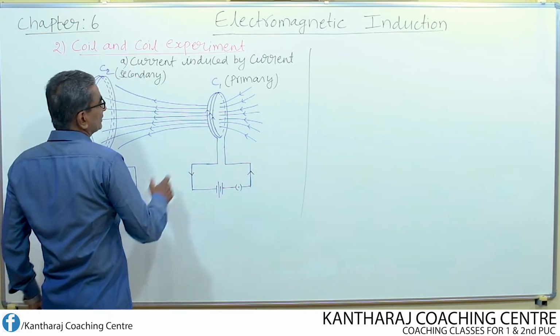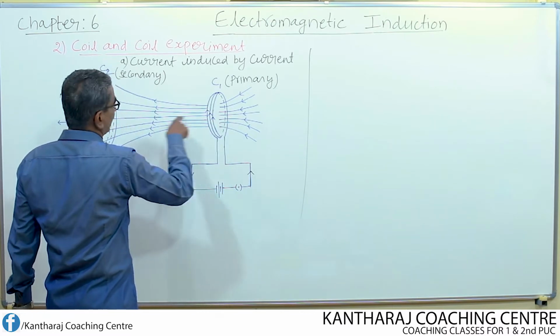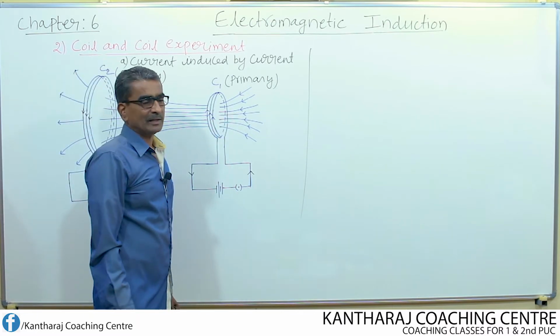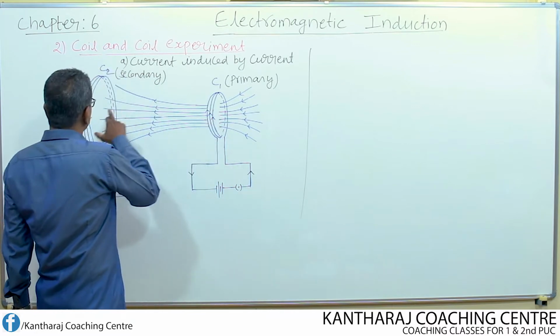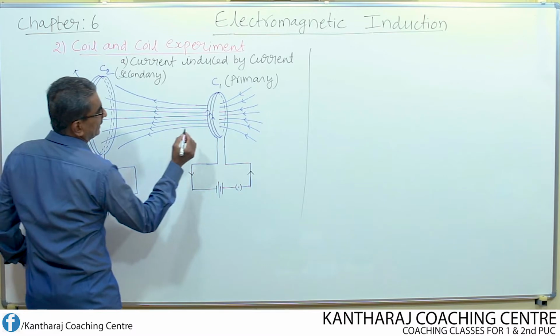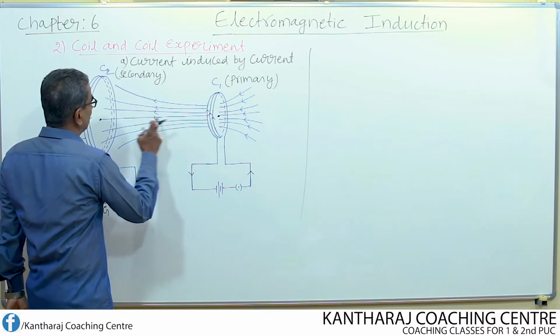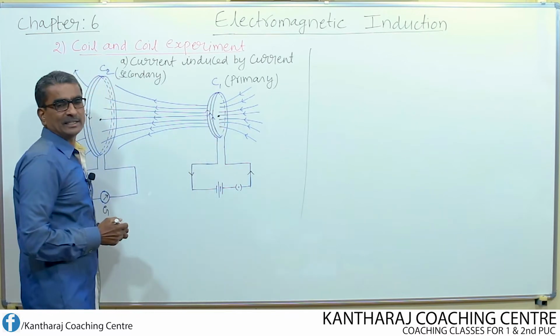Now the two coils are kept coaxially. Coaxial means having a common axis for both the coils. The center of this coil should coincide with the center of this coil. That is the meaning of coaxial. If the centers of both coils lie along the same line, then the two coils are said to be placed coaxially.